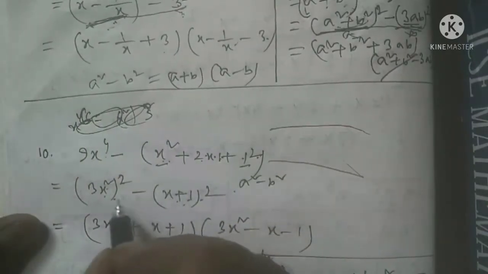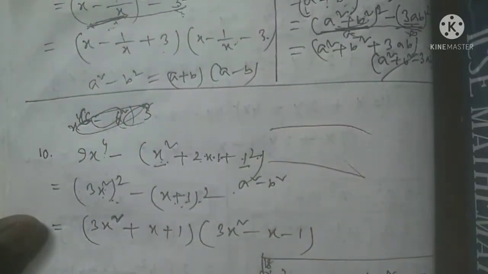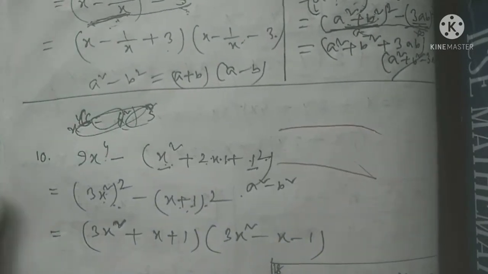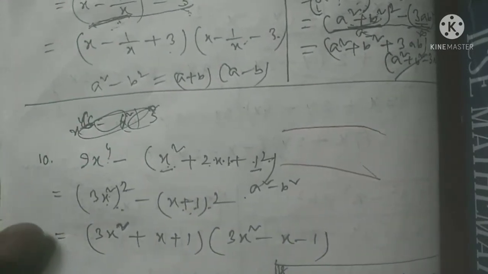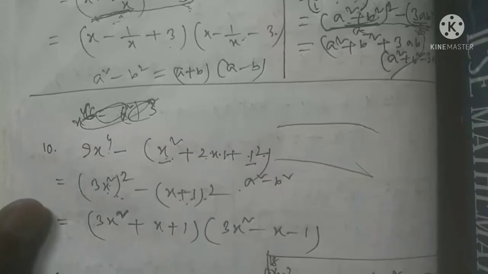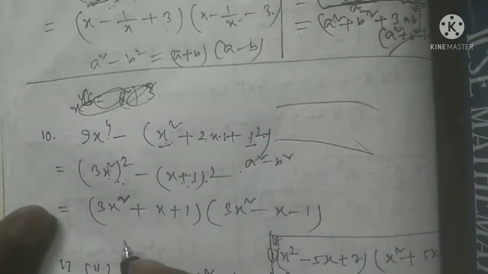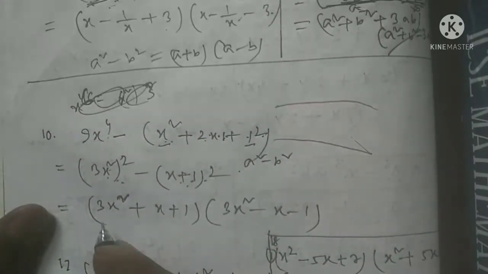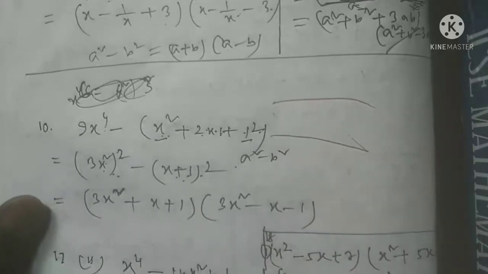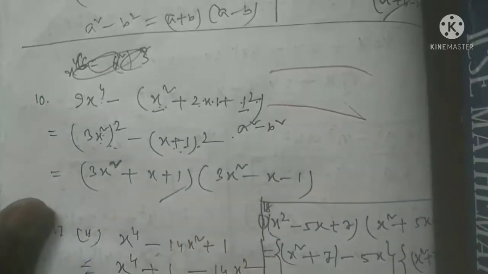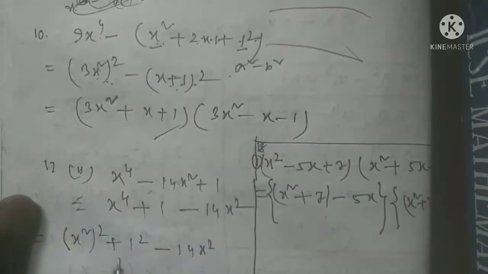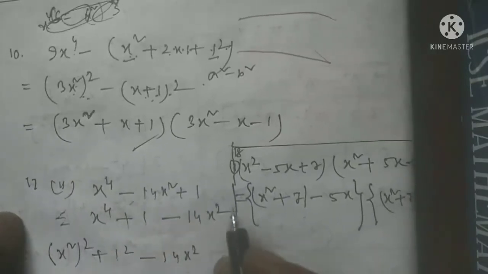(a + b)(a - b). Okay, so my dear student, you can easily apply the formula. So this is (a + b) and (a - b). So our answer is done. Okay, my dear students, now next question.